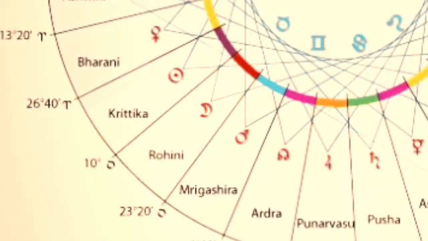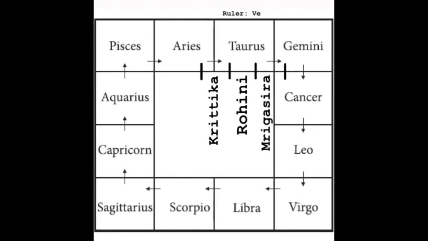Let's look at Taurus as an example. There are 2 to 3 nakshatras per zodiac sign, and in Taurus there are 3. Those are Kritika, Rohini, and Mrigasira. You can see that the outer 2 nakshatras bleed into the neighboring signs.